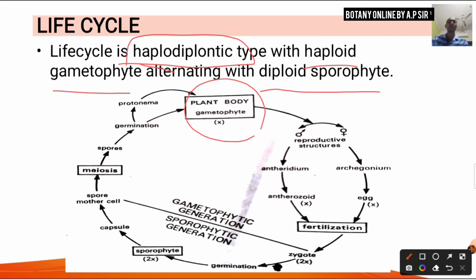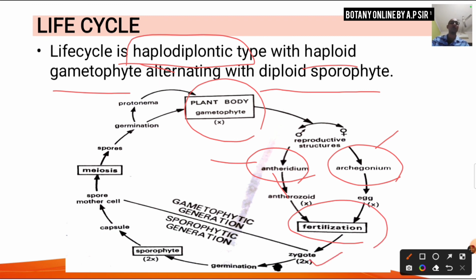The plant body here is a haploid gametophyte. It contains antheridium and archegonium. The archegonium is the female sex organ and the antheridium is the male sex organ. The antheridium produces antherozoids, and inside the archegonium there is an egg. Antherozoids come and fuse with the egg through a film of water and cause fertilization to produce a zygote. The haploid gametes combine to form a diploid zygote, and from this the diploid generation starts. From the diploid zygote, an embryo is formed, and then a diploid sporophyte is formed.